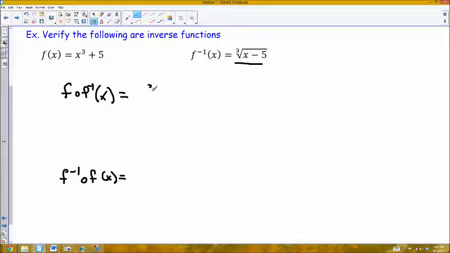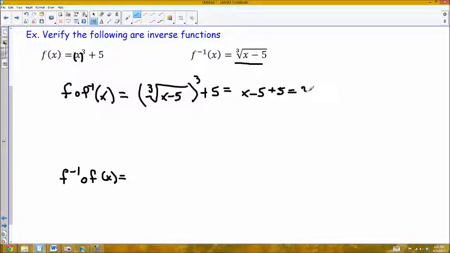So that's all of that stuff, which is the cube root of x minus 5. That's f inverse, and I'm plugging that in for the x value here. So I'm replacing x with this. So it will be all of this stuff cubed plus 5. Well, cube root and cube undo each other. So I'm left with x minus 5 from that first term, plus 5, and negative 5 and plus 5 cancel out, and I get x.